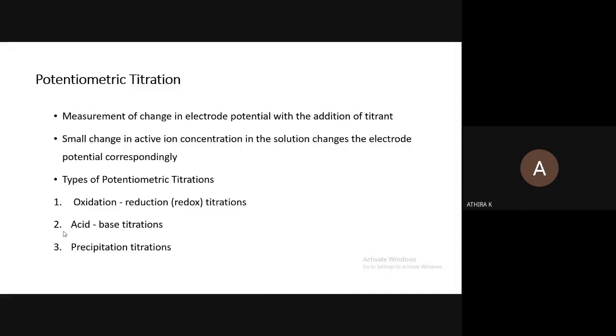So if we are doing an acid-base titration, we are taking either acid as our titrant or base as our titrant. Normally, acid is taken as the titrant, right? And how can we do that titration? We are adding titrant to the analyte. Then how can we determine the endpoint? How do we determine the endpoint of an acid-base titration?